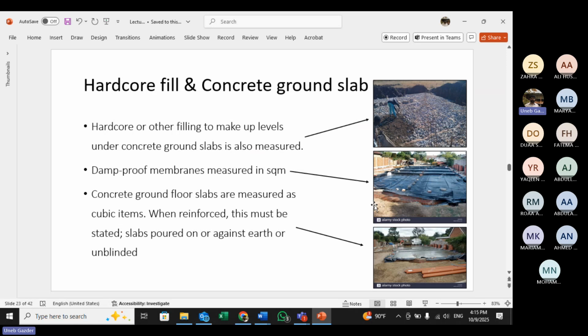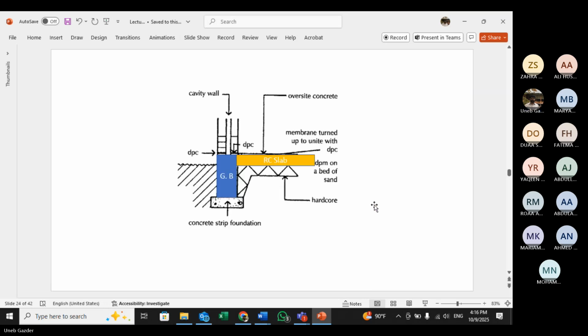And damp-proof membrane, not course. Damp-proof membrane is measured in square meters. As I said, it's like a cloth. So you just take the total plan area. And hardcore is filling. Like we had done filling earlier, it will be measured in cubic meters.